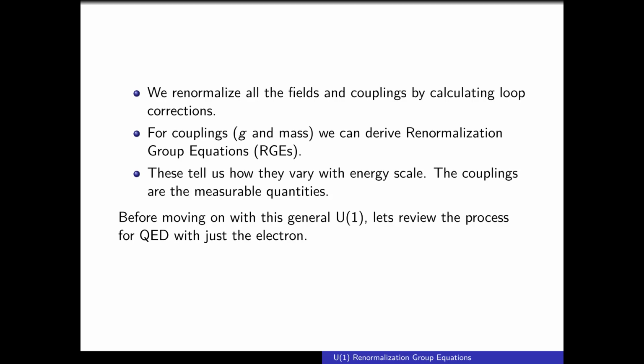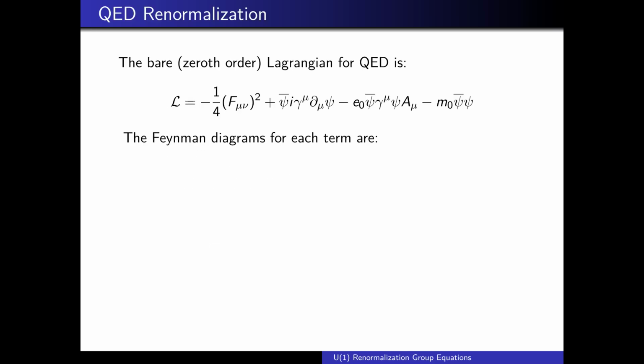Before we go further into a generalized U1, let's do the process for QED with one electron, because in doing those loop corrections, we will see some similarities to our general case, and if we do it for this case, we might be able to reuse some of our loop calculations for future use. So the zeroth order bare Lagrangian for QED is this.